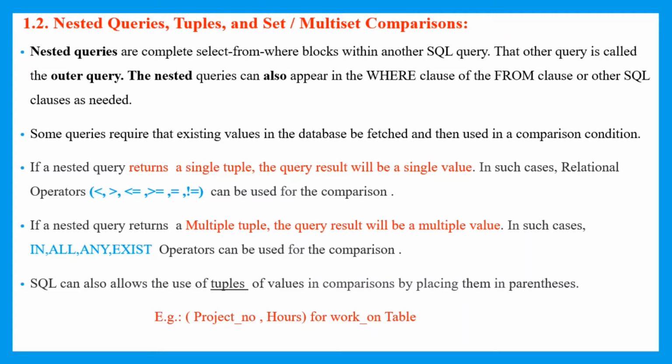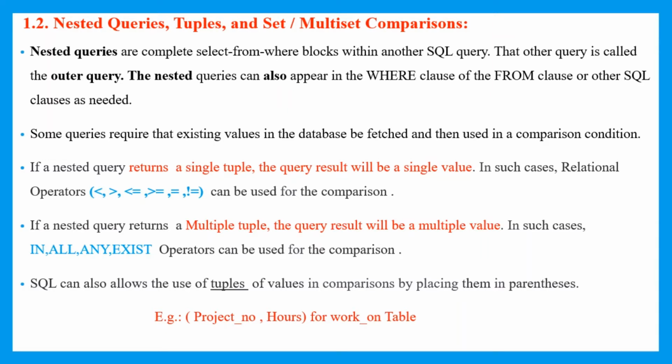Let us take what is single row or single value. If the innermost query is returning only one result, then such a query result will be a single value. In that case, we will make use of a relational operator. If the innermost query is returning more than a single row, then we will make use of the in, all, any, exists operations for the comparison with the outermost query.